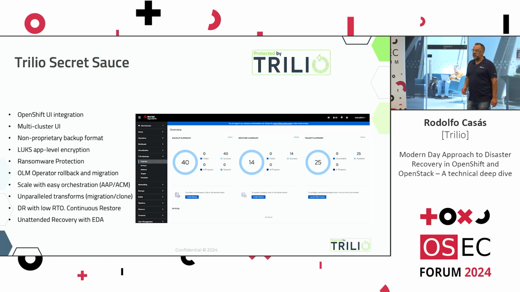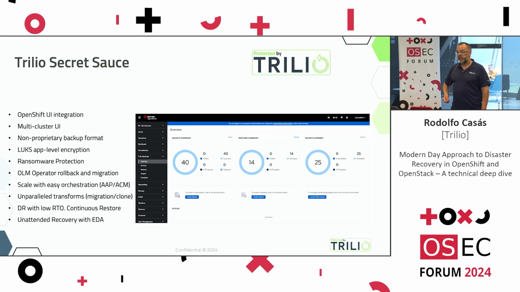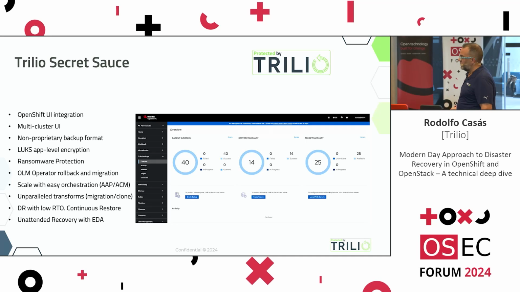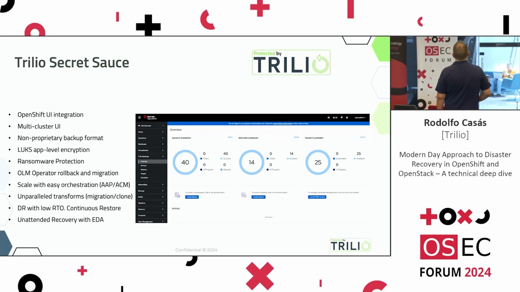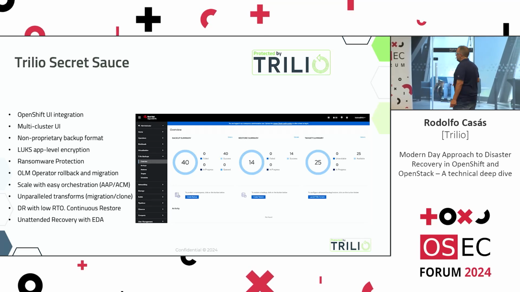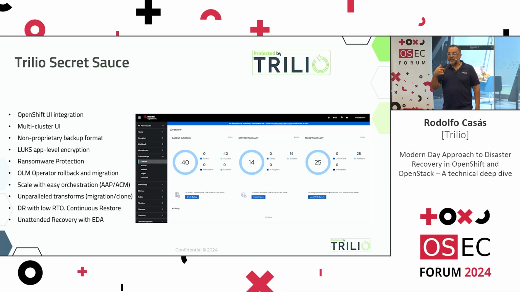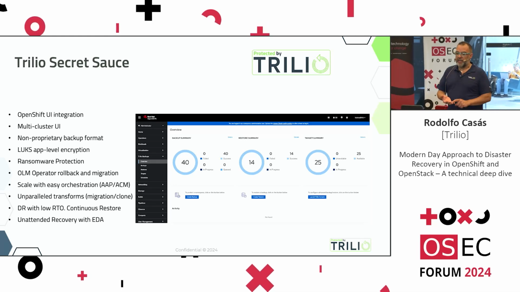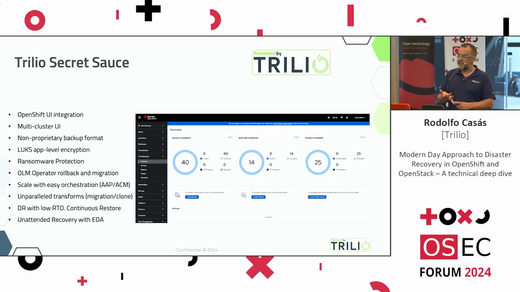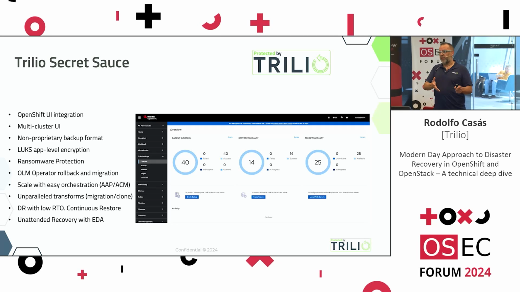We have application-level encryption, so every backup plan can have a different encryption key. We integrate with S3 object locking, so ransomware protection, it's a big win, okay? OLM operator rollback and migration, about that I already told you, okay? And then how do we integrate with the Red Hat ecosystem? We can integrate with Ansible Automation Platform because we have a certified collection, certified by Red Hat. Okay, so Red Hat will be level 1 support for that, not us.